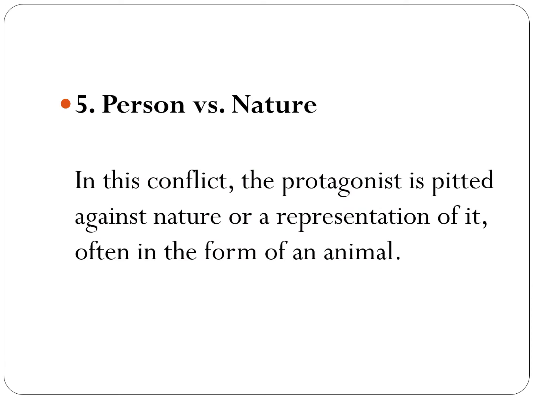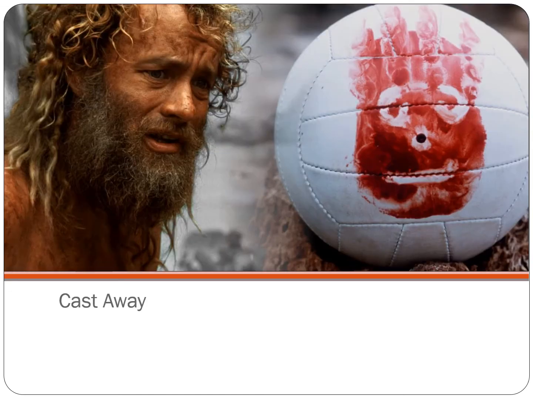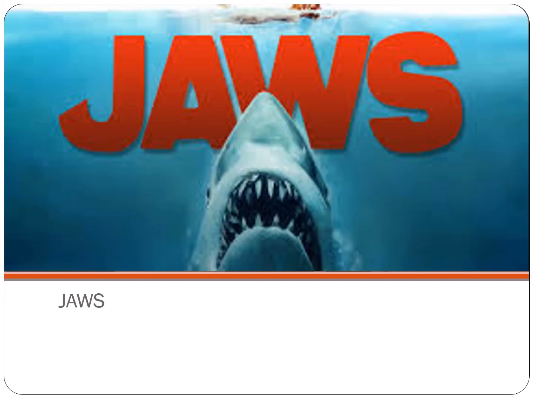The fifth type of conflict is person versus nature. In this conflict, the protagonist is pitted against nature, or a representation of it, often in the form of an animal. An example of man versus nature is Castaway, but this can also be man versus self, as he is also struggling to survive. Jaws is an example of man versus nature, wherein the shark is the representation of nature.